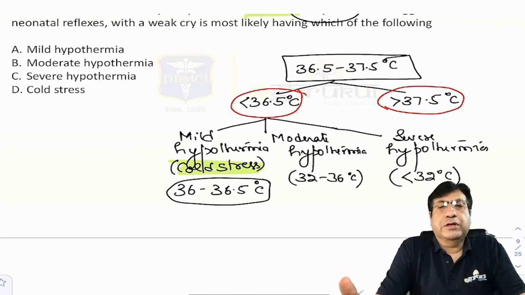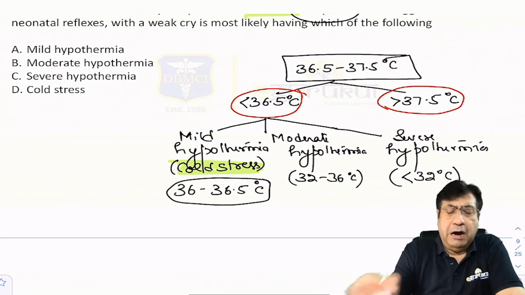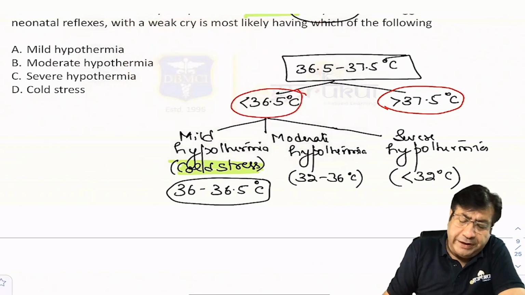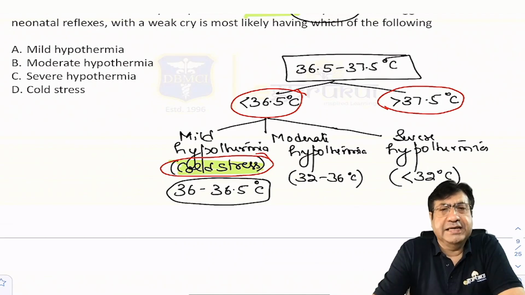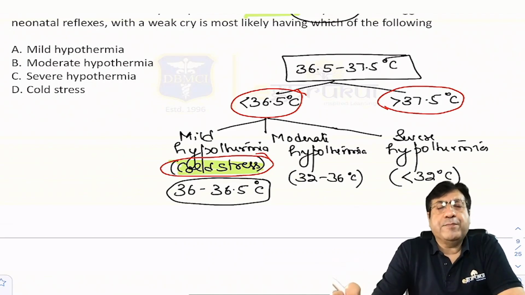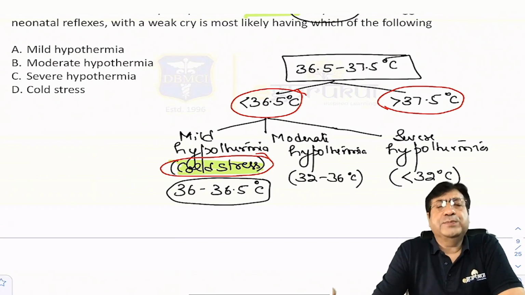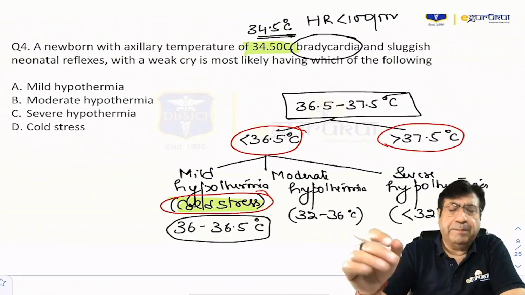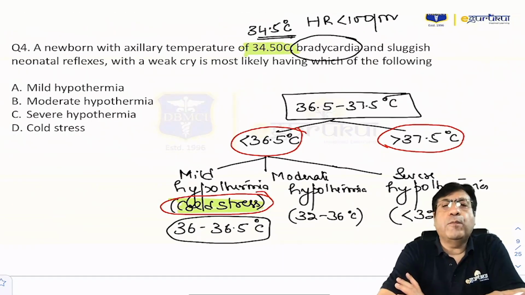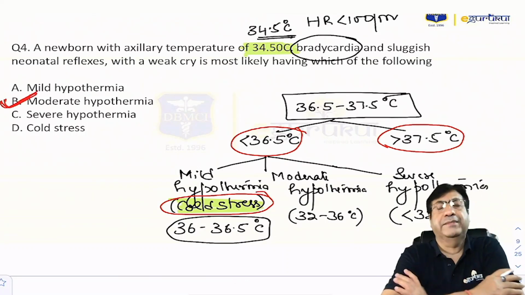So there are three degrees of hypothermia: mild, moderate, and severe. A mild form of hypothermia, also called cold stress, is when the temperature is between 36 to 36.5 degrees centigrade. A moderate form is when the temperature is between 32 to 36 degrees centigrade, while a severe form of hypothermia, which is life-threatening, is when the temperature falls to even less than 32 degrees centigrade. So considering our patient has a temperature of 34.5 degrees centigrade, this will fall under the category of moderate hypothermia.